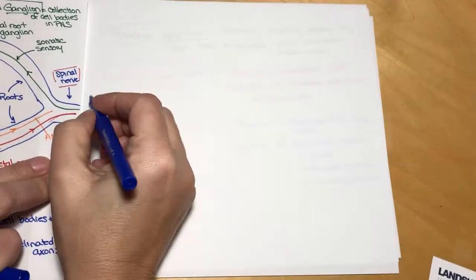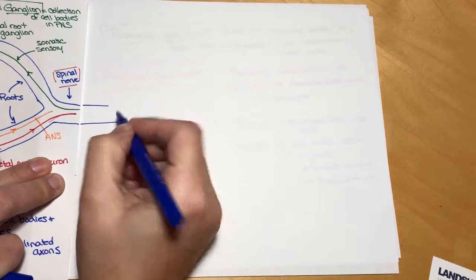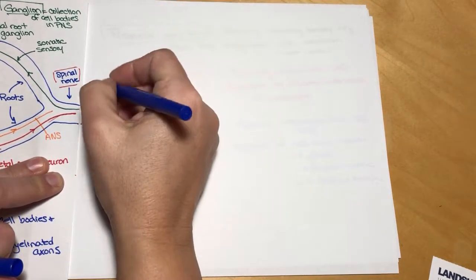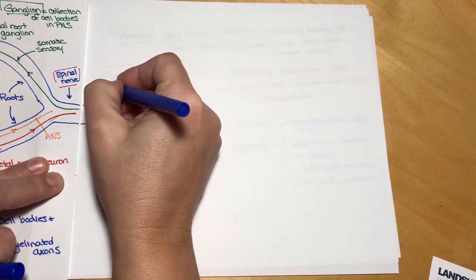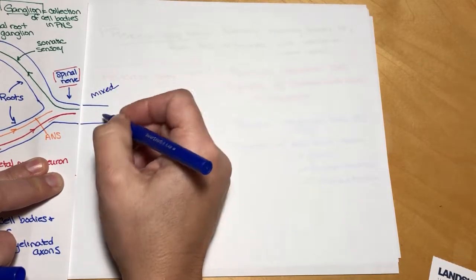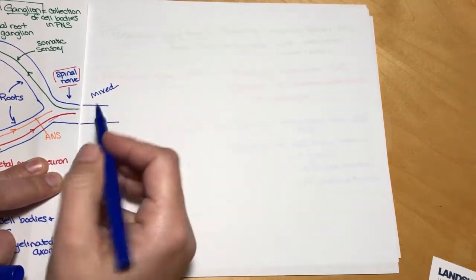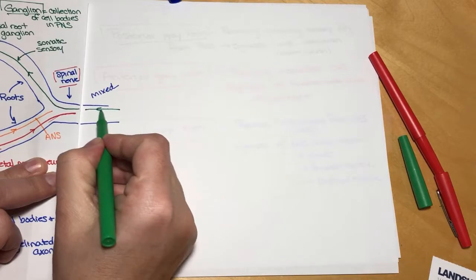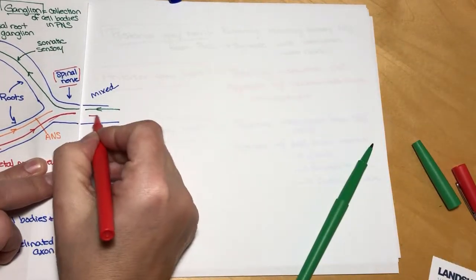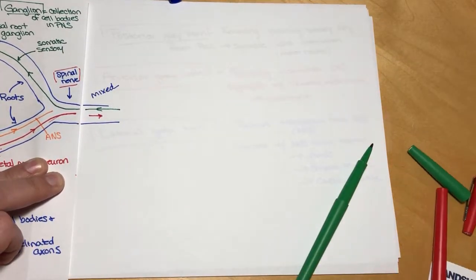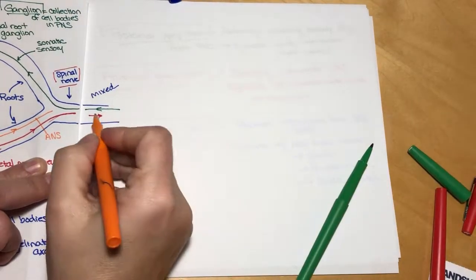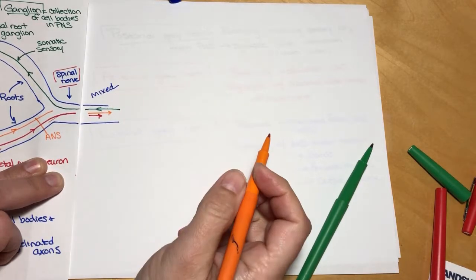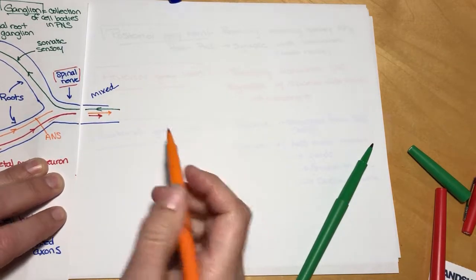Here's our spinal nerve coming out. And we know that this is what's called a mixed nerve because it's carrying both sensory and motor. So we've got our sensory information that's still coming in, and we've got our motor information that's coming out. And don't forget, we also have our autonomic nervous system motor information that's coming out. So we've got all kinds of things going on.